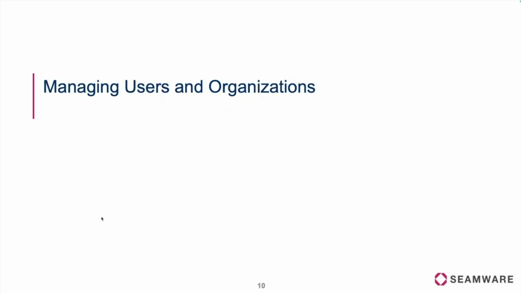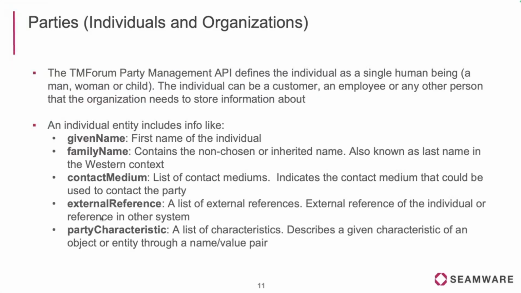Okay, so let's go a little bit deeper on the different entities that we are managing in the TM Forum API. First of all, we need to be able to manage users and we need to be able to manage organizations. And both individuals and organizations in the TM Forum API are managed as parties. The parties are handled by the TM Forum Party Management API, which basically defines these two different objects.